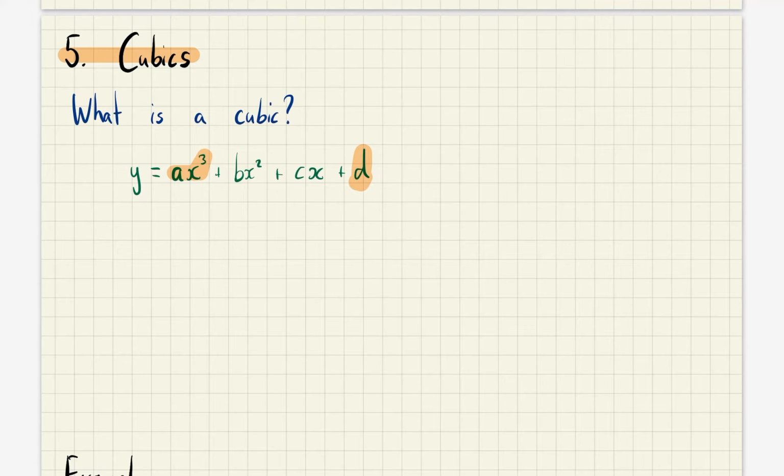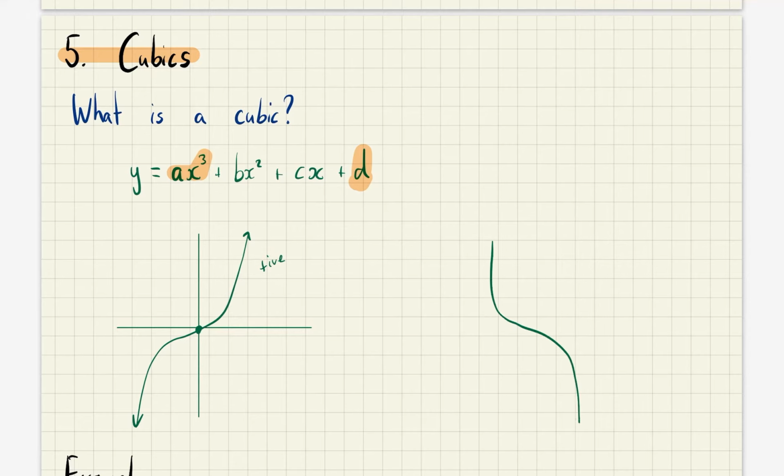Now there are 2 basic looking cubics. There's this one here, which looks like that, and cuts at the origin here. That's 1 cubic, and that's actually a positive cubic. And then we can have another one which would look this way, and that is a negative cubic. I'll just write negative. That's the general look of them.